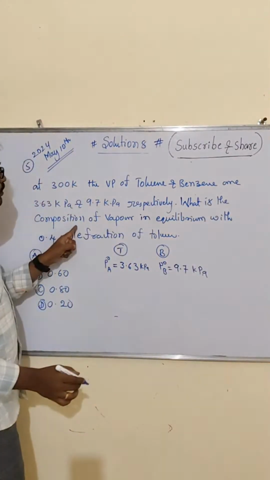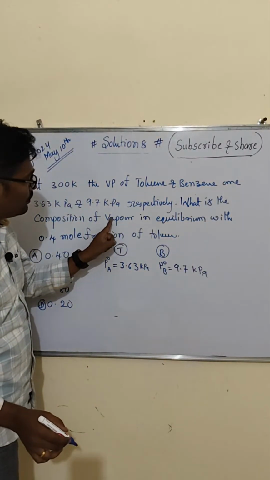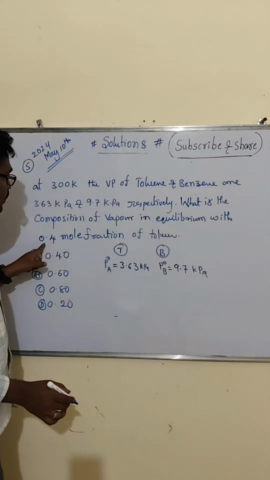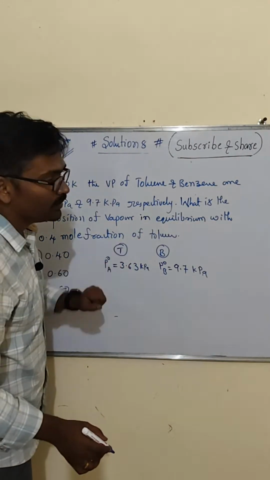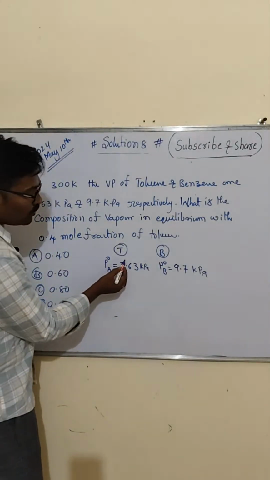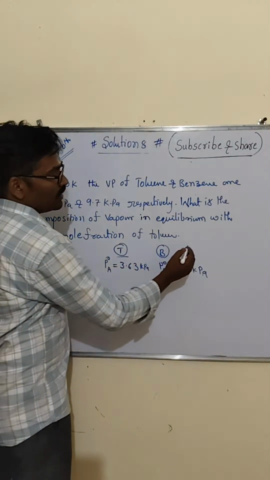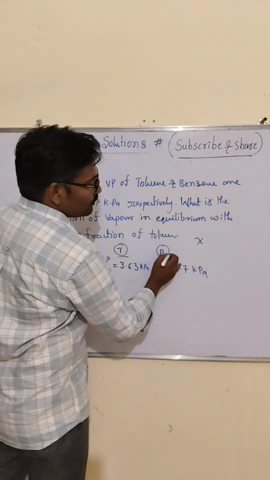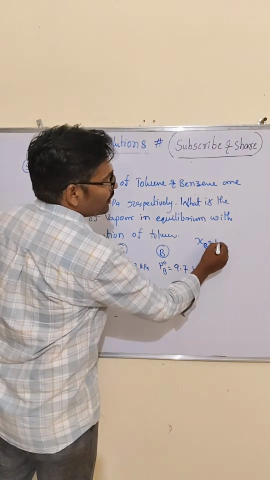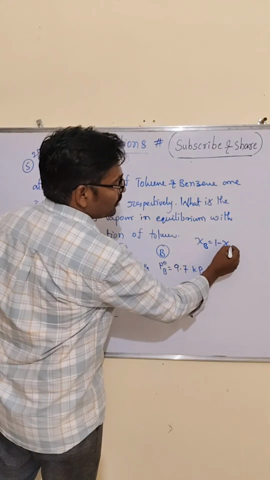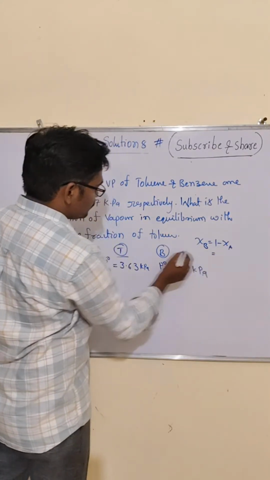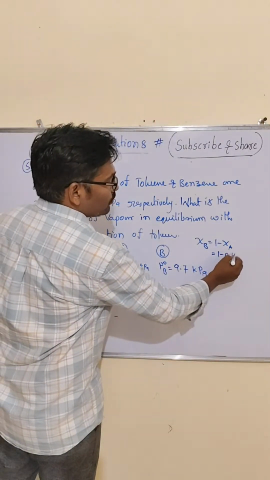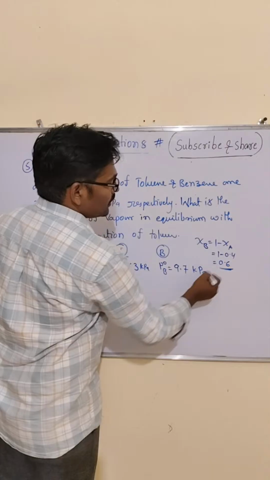What is the composition of vapor in equilibrium with 0.4 mole fraction of toluene? Here the toluene mole fraction is mentioned. When the mole fraction of one component is given, we can calculate the mole fraction of benzene, that is 1 minus the mole fraction of component A. Component A is the toluene, so 1 minus 0.4 equals 0.6.